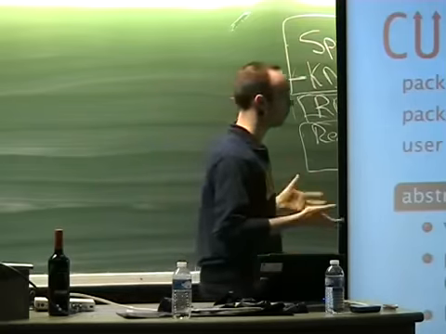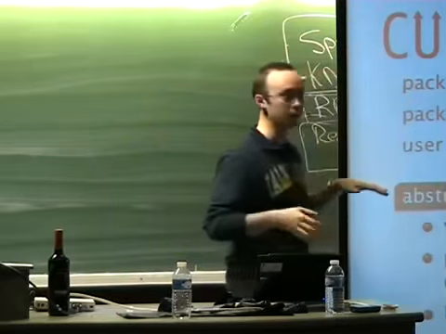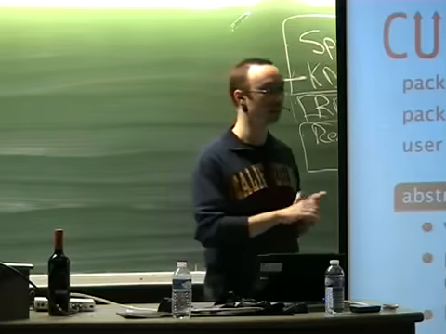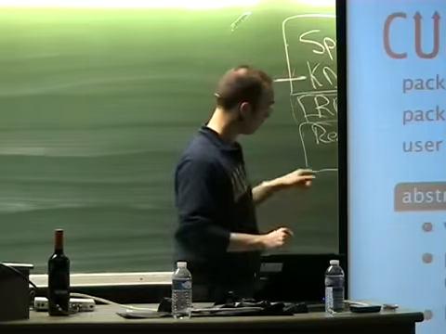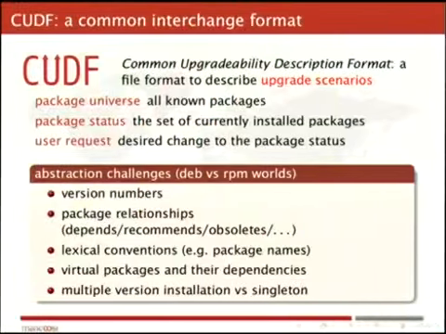So what are the problems in trying to define this kind of information in a way which is independent from a specific package manager and from a specific distribution? This is a sampling of the main challenges. The first challenge is that version numbers are different in different distributions.